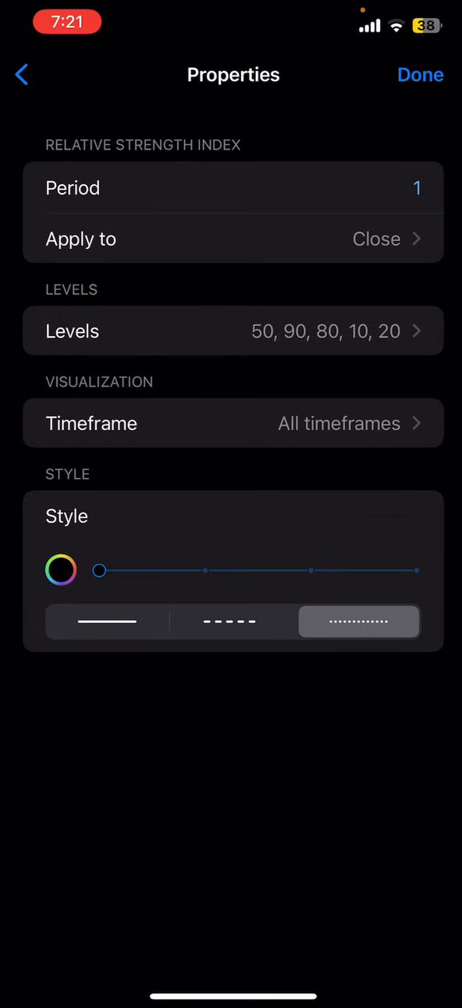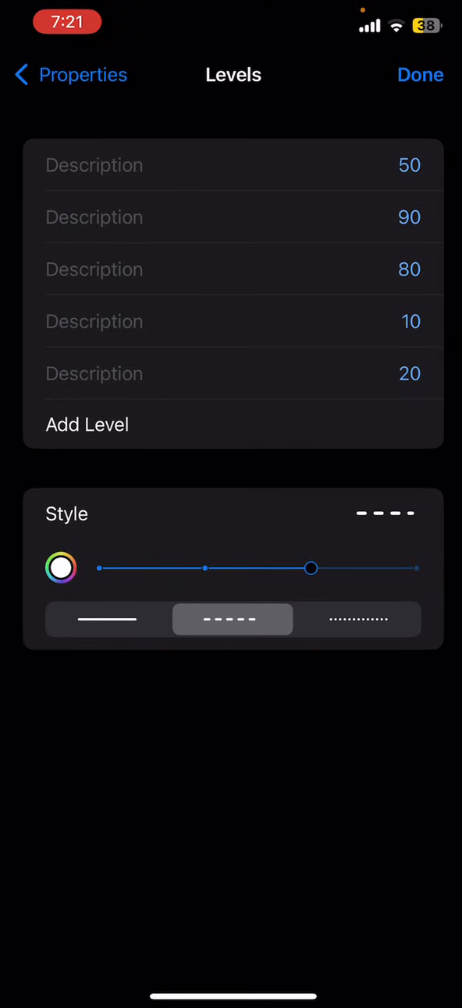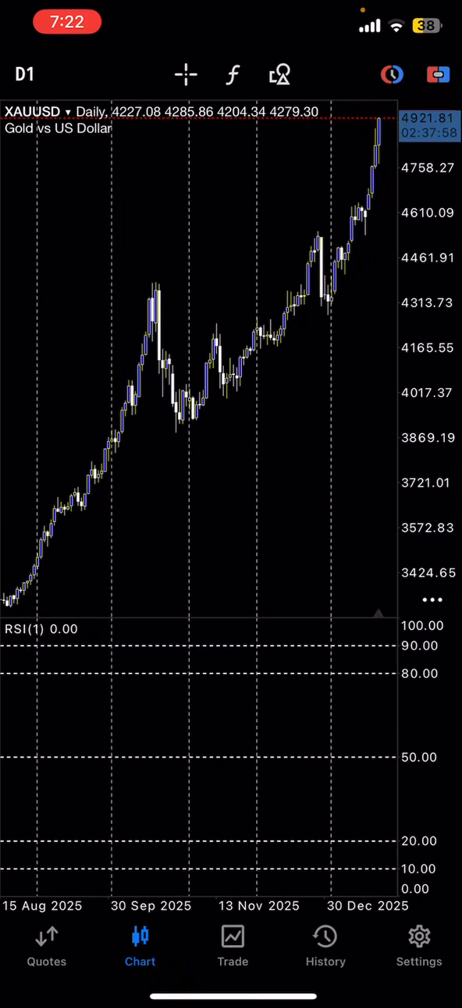And these are the settings, so you can see period 1, apply to close, and these are the levels. So 50, 90, 80, 10, 20. Mine are not in order, so you can put yours in order, but that doesn't matter as long as you have these levels. And then you can see the style, upward, thickness, and I changed the color of the RSI to black so it matches my screen background, and then it should come up like this.